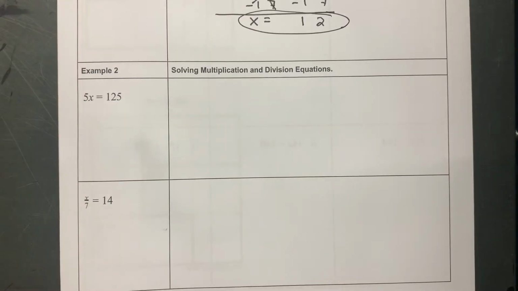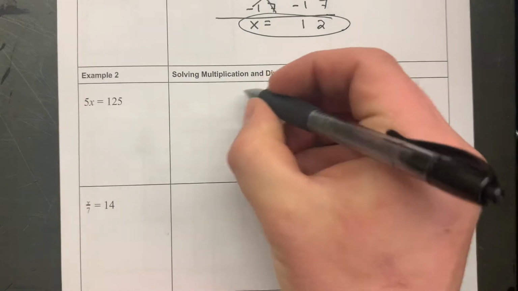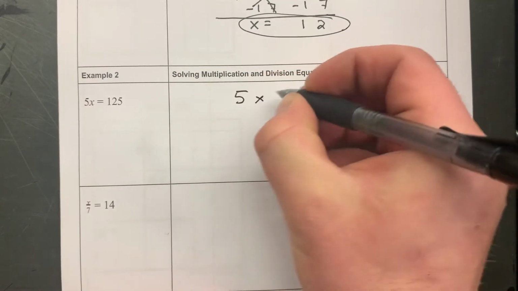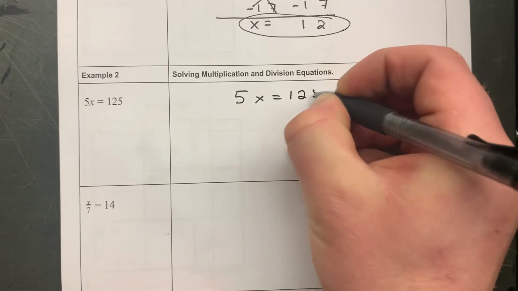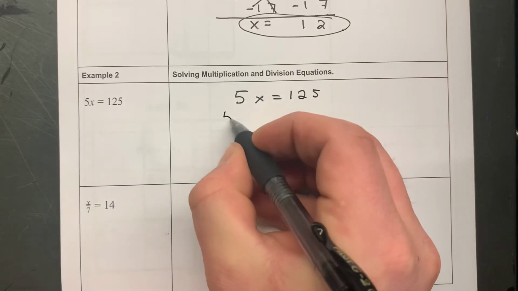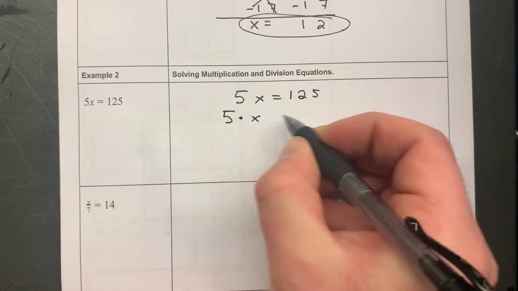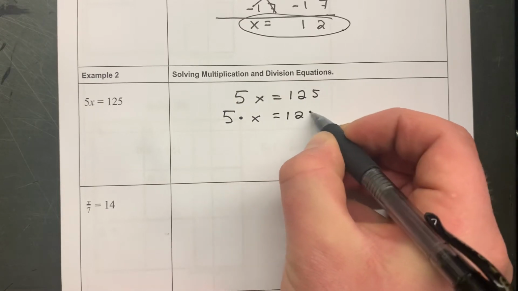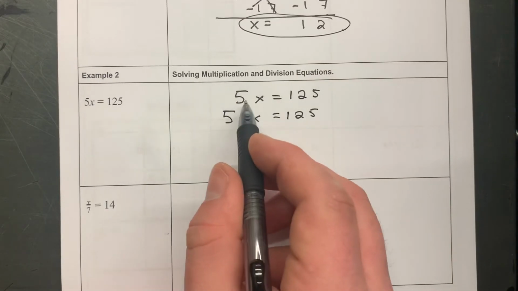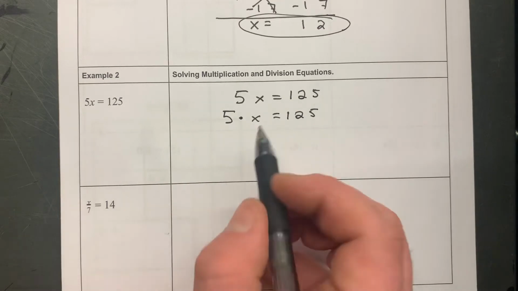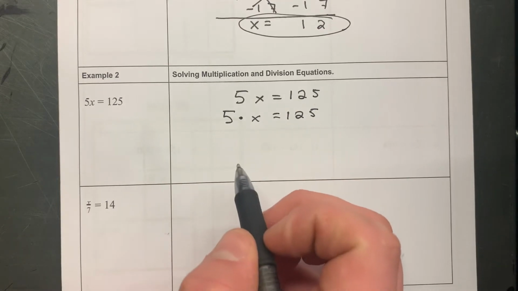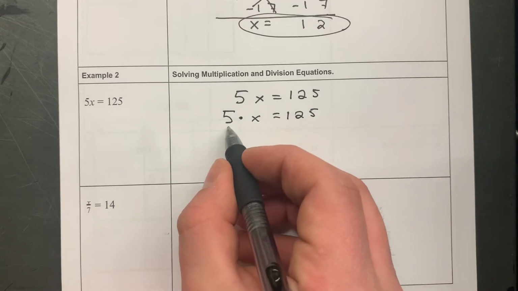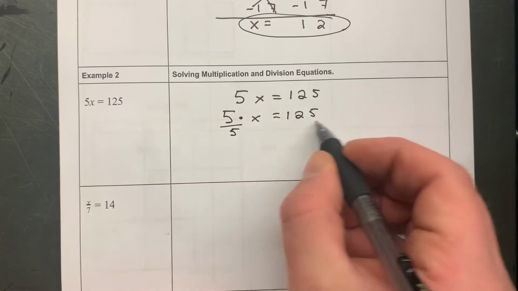If I go down here, I'm undoing multiplication with division and undoing division with multiplication. I have 5 times x equals 125. Remember that what actually is happening here is multiplication. If you want to write it out like this, that's fine. Just know that whenever we have a number next to a variable like that, what it's saying is this right here, multiplication. So instead of multiplying by 5, I'm actually going to divide each side by 5.